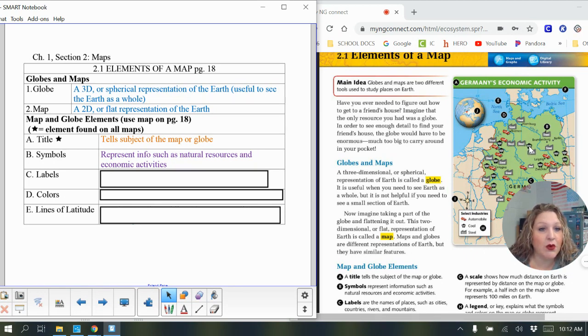That's the symbol for coal. There's a car. That's the symbol for automobile. And you can find those in the key or the legend, which we are going to get to as well as we move through the list.